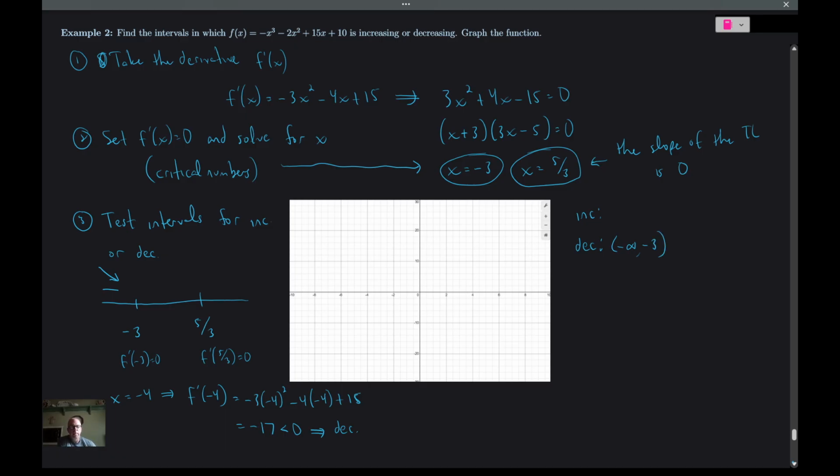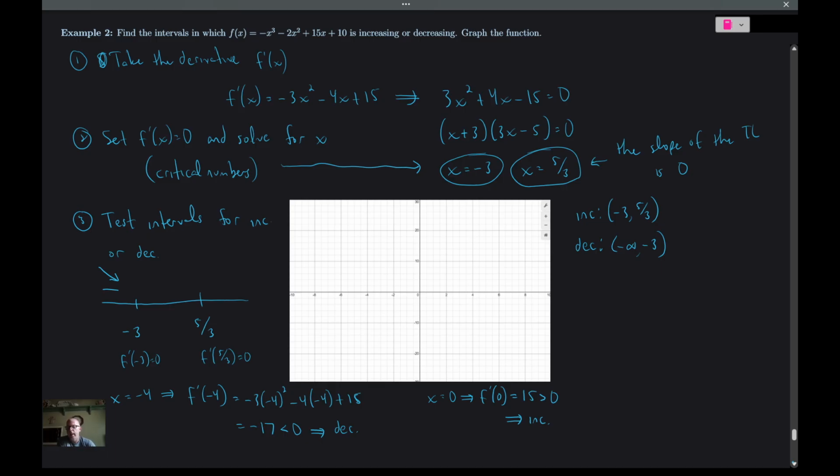All right, now let's pick a number in this interval. The easy one to pick would be 0. Any number between -3 and 5/3 will work, and 0 is an easy one. So x equals 0. Let's find f prime of 0. We'll plug that in up here. This one's a pretty easy one, so f prime of 0 will be 15. That is greater than 0, so that tells us we are increasing between -3 and 5/3.